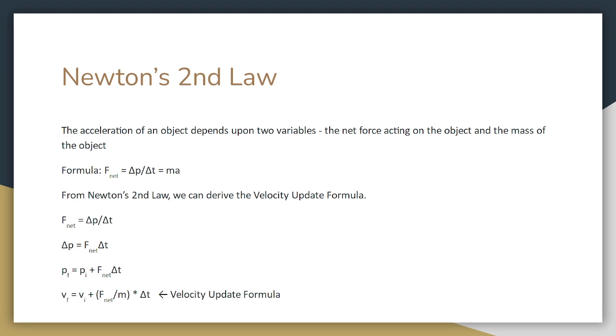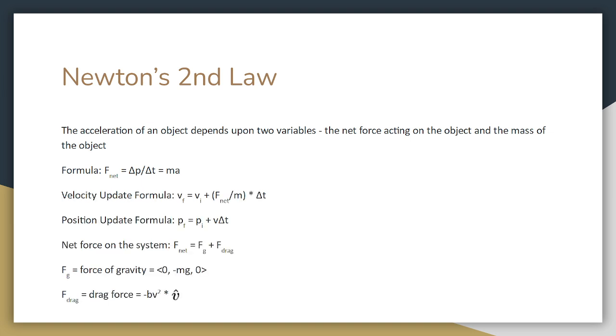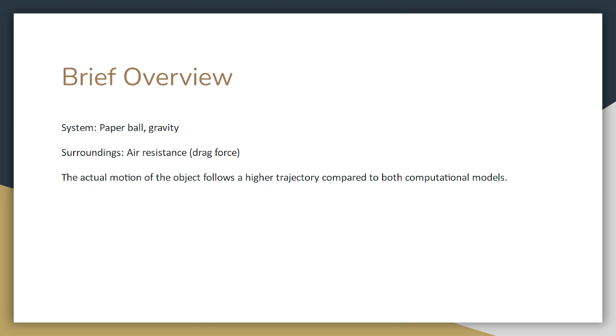From Newton's second law, we can derive the velocity update formula. And using the velocity update formula, we can also derive the position update formula. The net force on the system in the experiment is F_net equals the force of gravity plus the drag force, where the force of gravity is negative mg in the y direction, and the drag force is given by negative b times velocity squared times the unit vector of v.